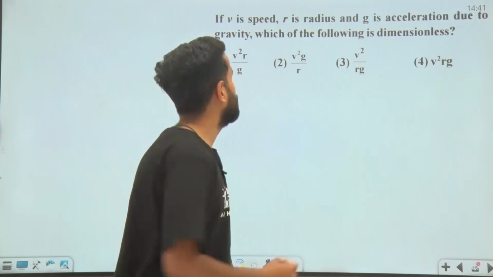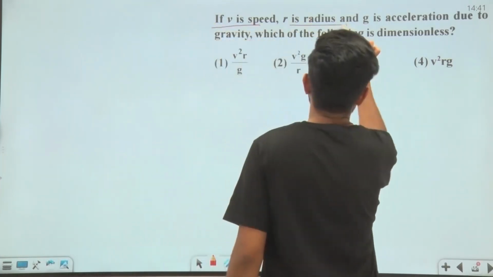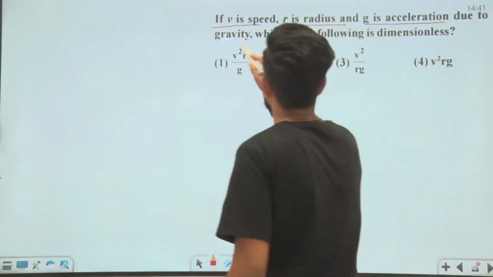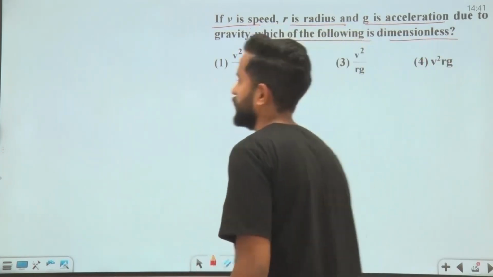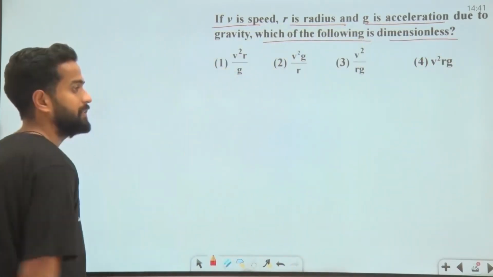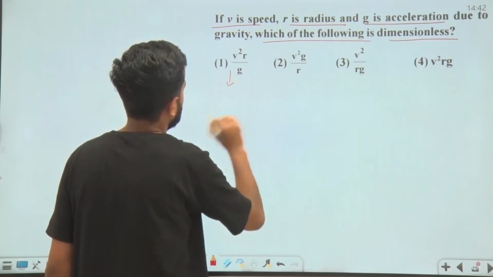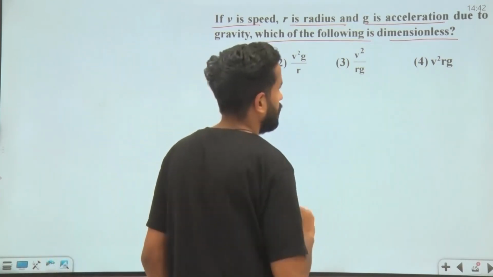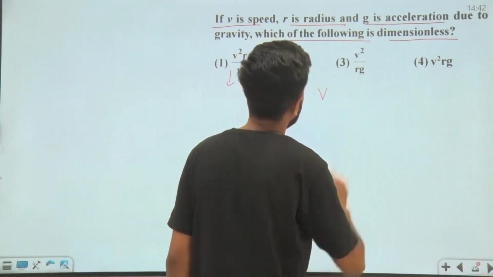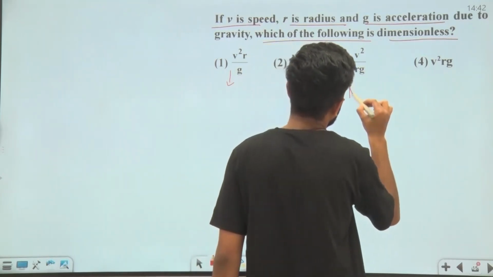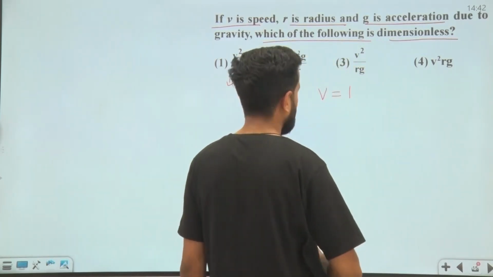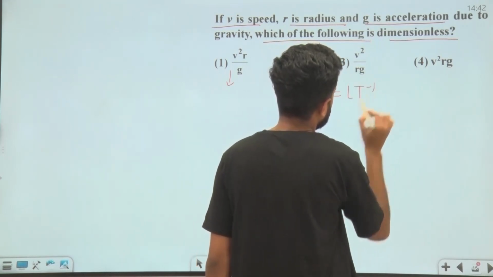Hello students, so the question is, if V is speed, R is radius and G is acceleration due to gravity, which of the following is dimensionless? We have to find which option is dimensionless. First, if I write the dimensions, V is speed, so the dimension of V will be LT minus 1.